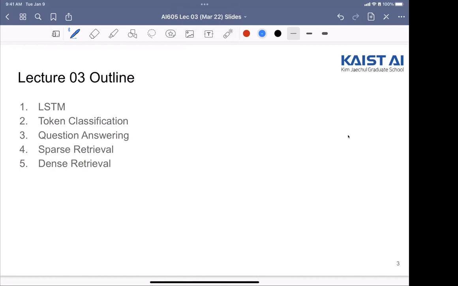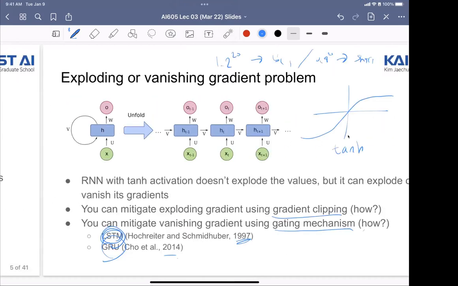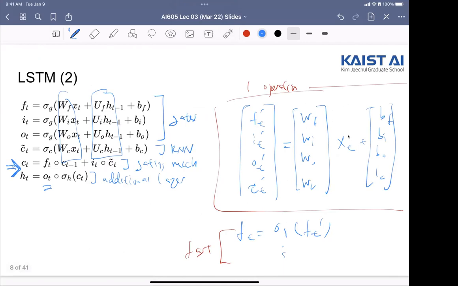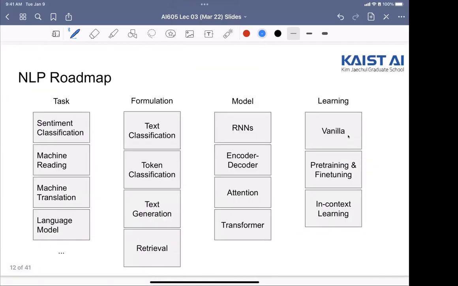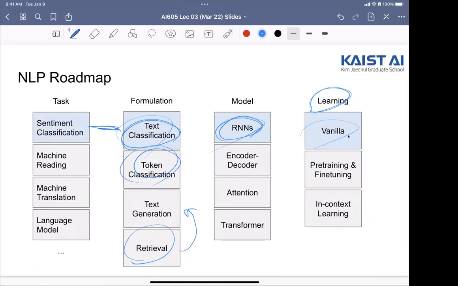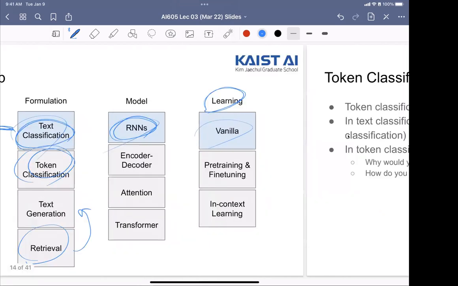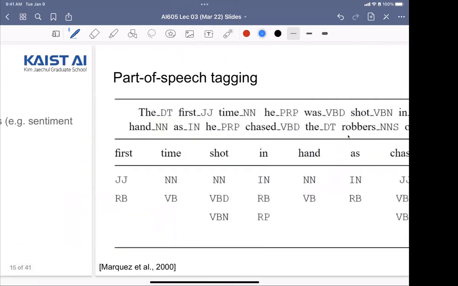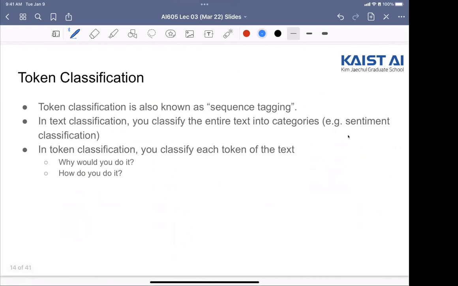My gosh, this doesn't work. This pen sucks. All right, so we did LSTM, and now we're going to cover token classification, and we're going to end the class a bit sooner today, at 10 a.m. And you now know everything you need to do your assignment one. At least that was my purpose, the minimum I wanted to achieve.